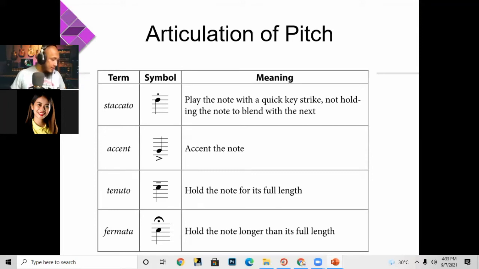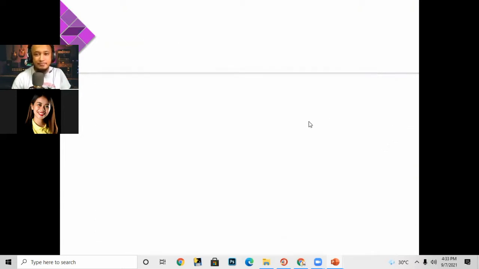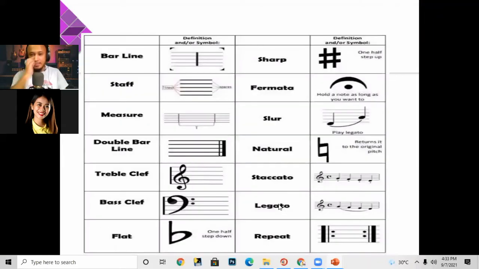So, how many beats, sir, does our fermata have? It will depend on your conductor, on how many beats you want. There's no problem there. Okay? So, let's proceed. We're done with the articulation.